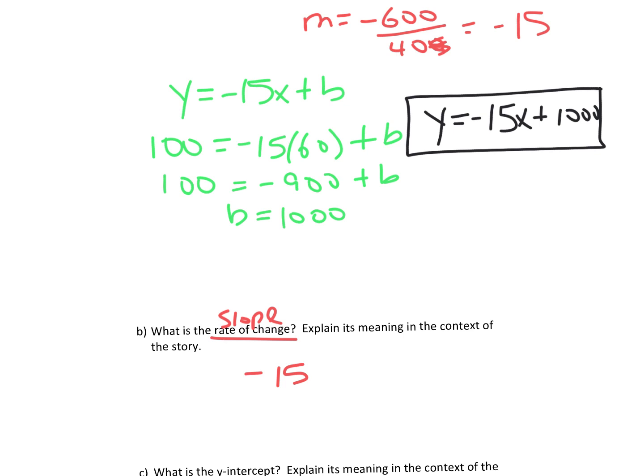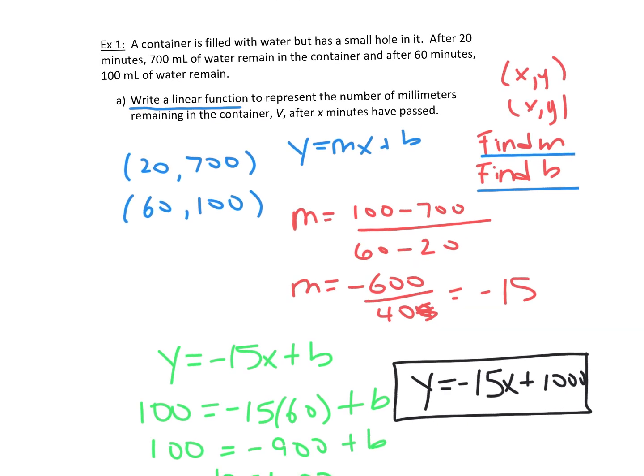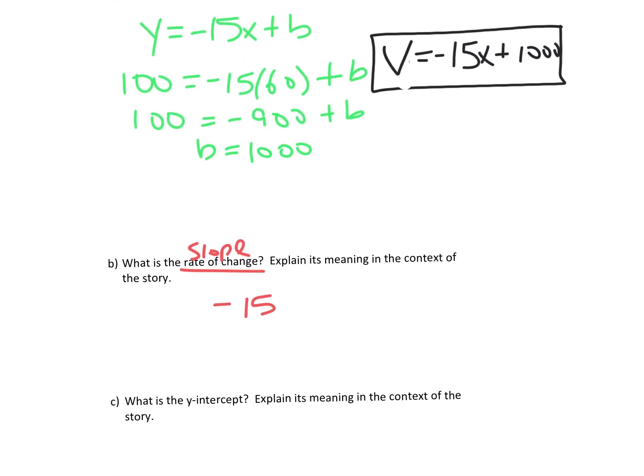So the y units, if you look back at the problem, actually they said to use v and x, so I'm going to switch this over to v here instead of y. I'm going to use v. So x is minutes, and v, or y, is the amount of milliliters that remain in the container. So remember, negative 15 is really negative 15 over 1. So y units is number of milliliters remaining.